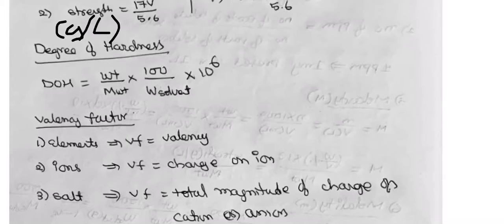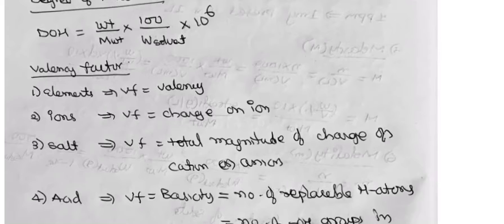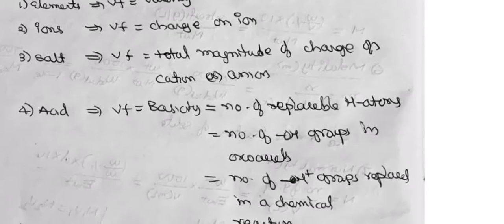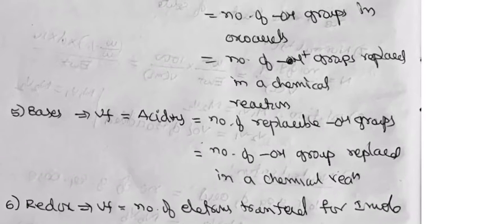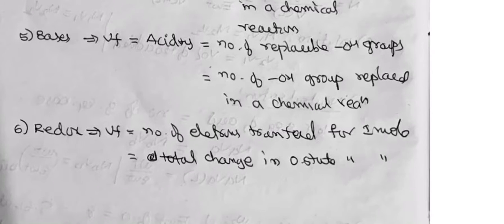Valency factor we can find for different compounds; we have different formulas. For elements, valency. For ions, the charge present on the ion. For a salt, the total magnitude of charge on the cation or anion. For an acid, the number of replaceable H plus atoms or OH groups in the oxo acids, or if a reaction is given, the number of H plus atoms replaced in a chemical reaction. For a base, the number of OH groups present or replaced in a chemical reaction. For redox reactions, the number of electrons transferred for 1 mole, or the total change in oxidation state for 1 mole.